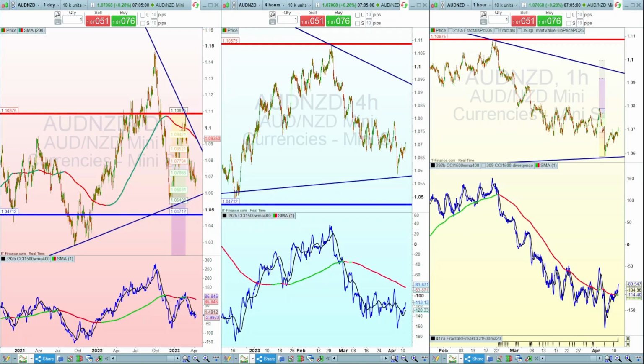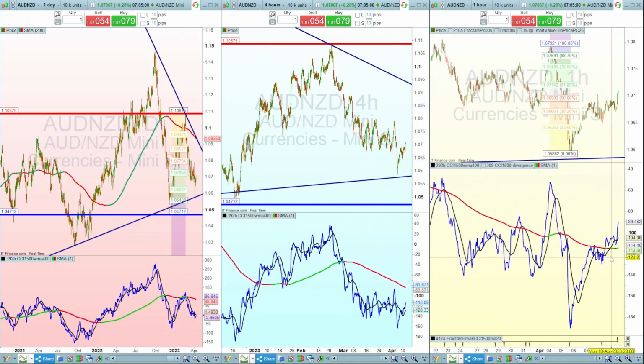Today is April 11, 2023. This is the Aussie New Zealand dollar currency update. You can see here on the daily, the 4 hourly and the hourly. We're tracking against the CCI 1500 with a moving average 400. The daily and the 4 hourly are showing bearish signals, and the hourly time frame is broken to the upside, and I'll cover each of these in more detail.